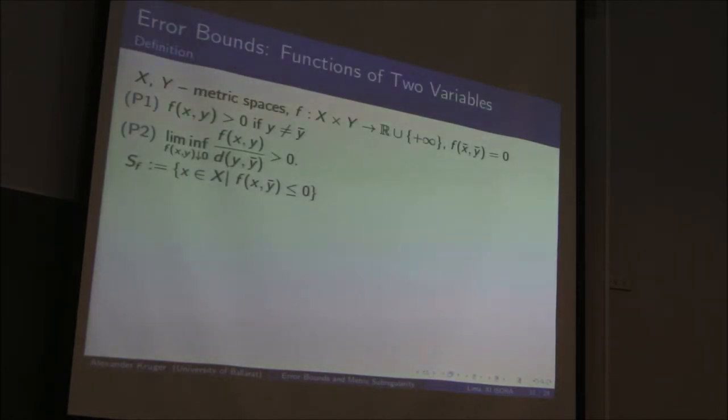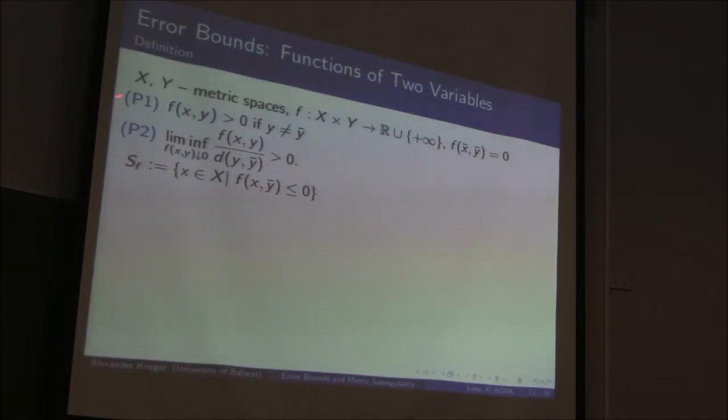Now an extension. What I suggest is to allow f to depend on two variables. So f is defined on a product of two metric spaces. Again, we have this inequality. This is an assumption. But the variables play different roles. X remains the main variable, and y is something auxiliary.